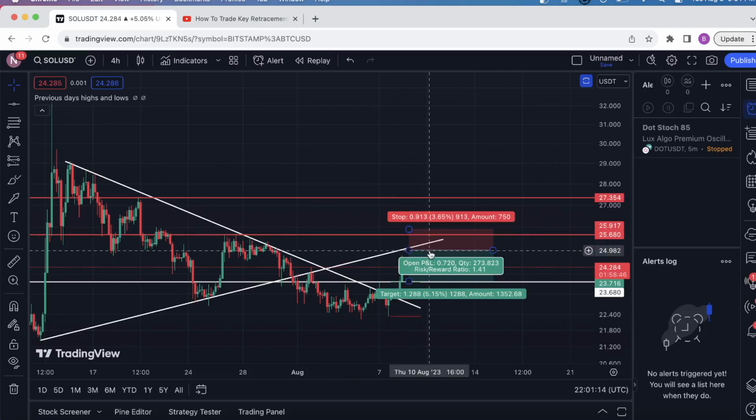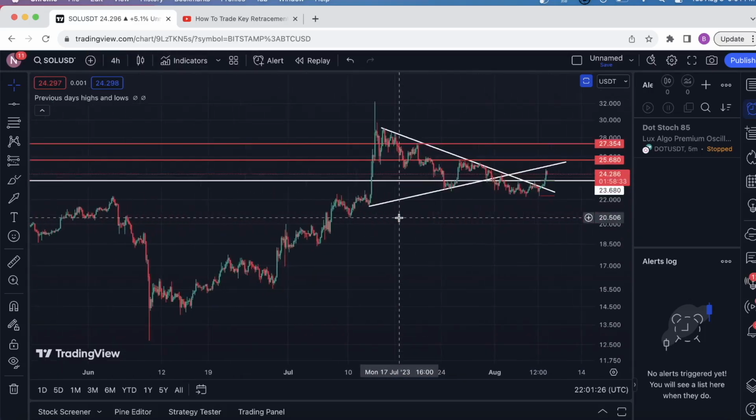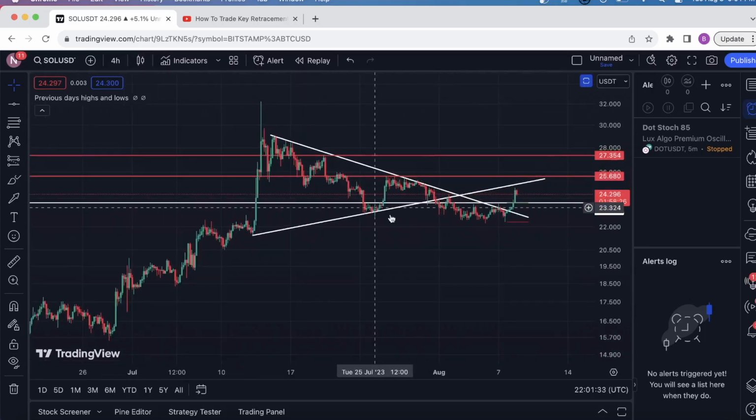This is not as good. This is a risk reward ratio of 1 to 1.4. You'd have to risk 3.65% on this to potentially get 5% to the downside. I'm not taking that. That doesn't really fit my criteria, especially considering that we are showing a change in the macro trend, right?